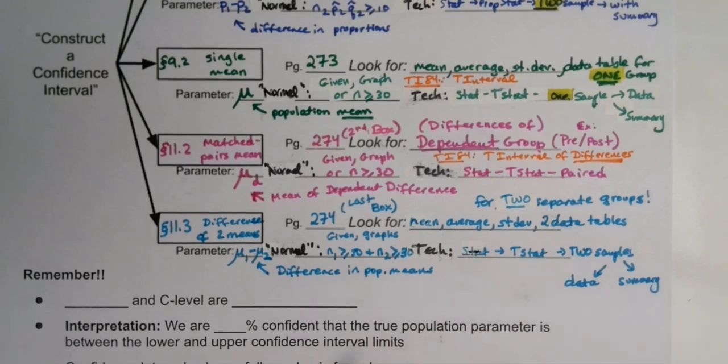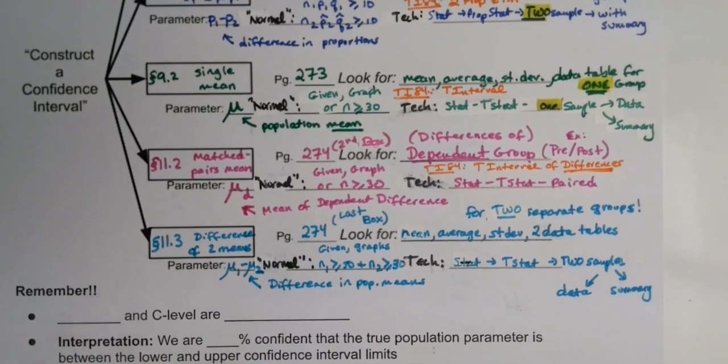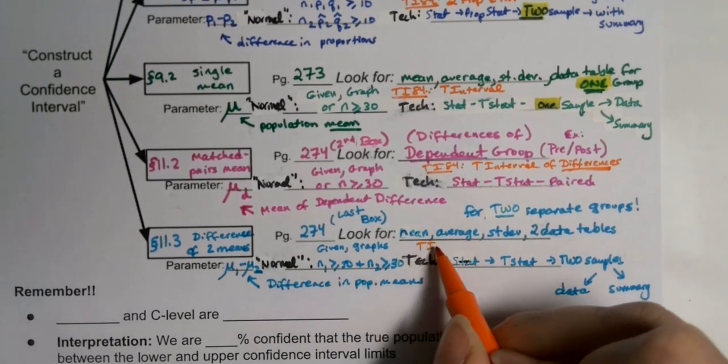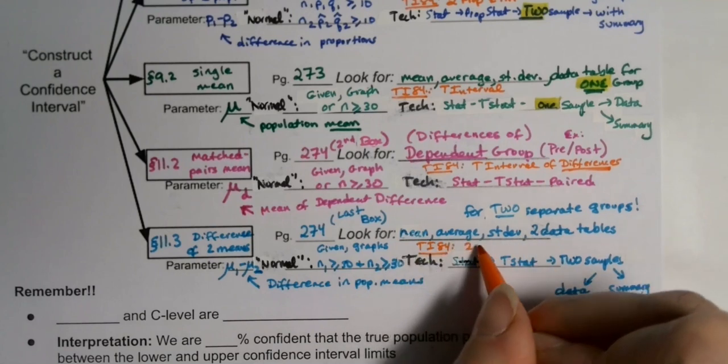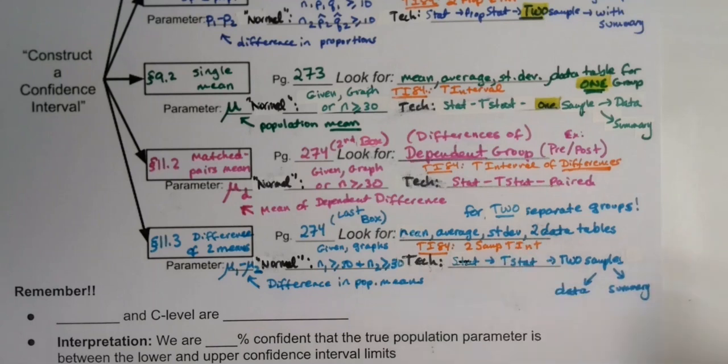And again, those instructions are on page 274. Now, if you're on a TID4, that would be 2 samp T int, int. But if you're not on a TID4, then don't worry about it. All right, that's a lot. We got a lot to keep track of here.